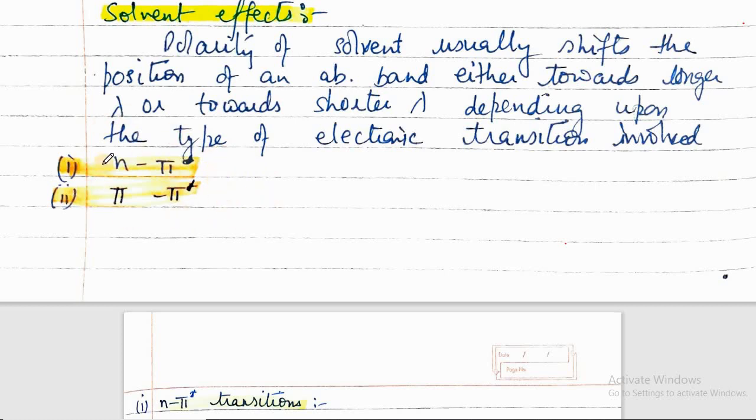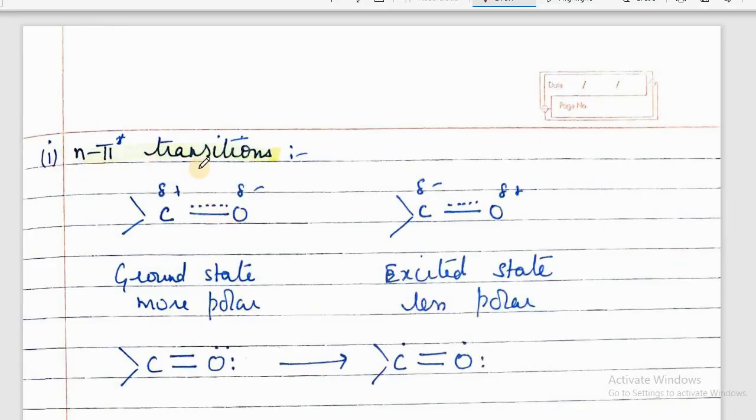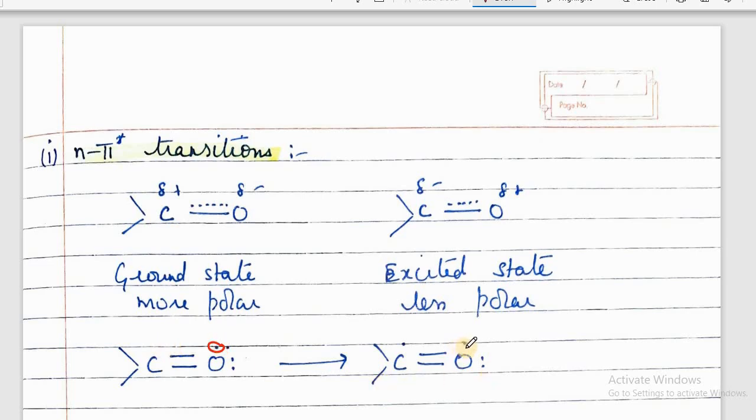And now we will study in detail how solvent affects these types of electronic transitions when the polarity of solvent is changed. So let's start with the first, the n to pi star transition. It means non-bonding electrons get excited to higher pi antibonding molecular orbitals. Suppose we take this carbonyl compound, C double bond O, which has two lone pairs. These are non-bonding electrons. These electrons get excited to the higher pi star orbital, that is, to higher pi star antibonding orbital.